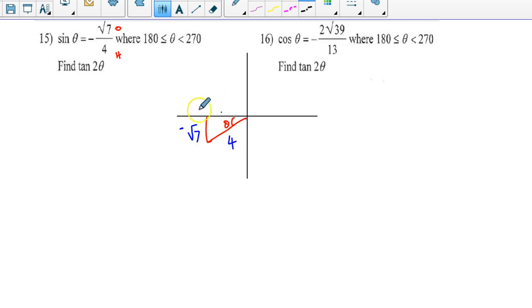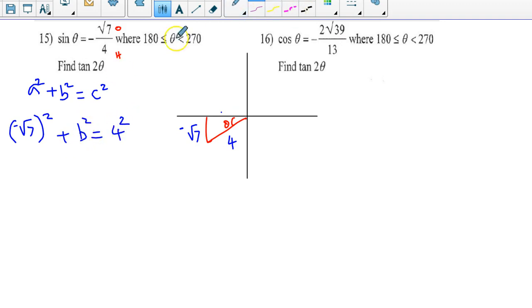Now you have to find this leg making use of the Pythagorean theorem. a square plus b square is equal to c square. What is your a? That is negative square root of 7 whole square, plus b square, I don't know, and c square means that is 4 square. So negative square root of 7 on squaring, this goes off, you will get only 7 plus b square is equal to 16.